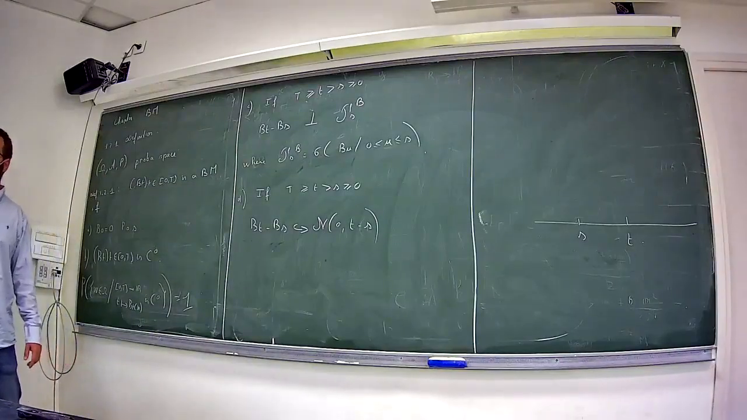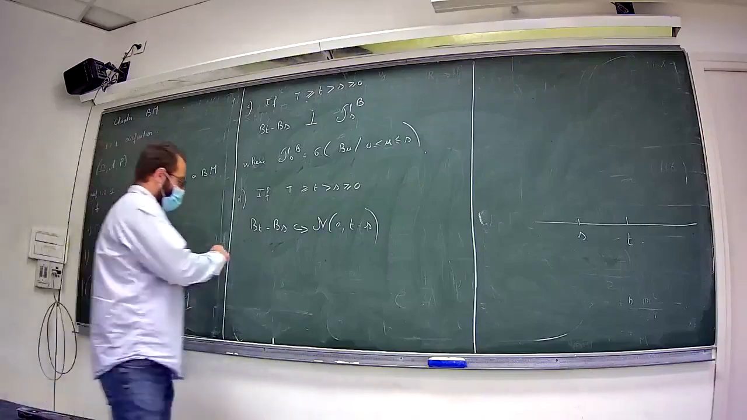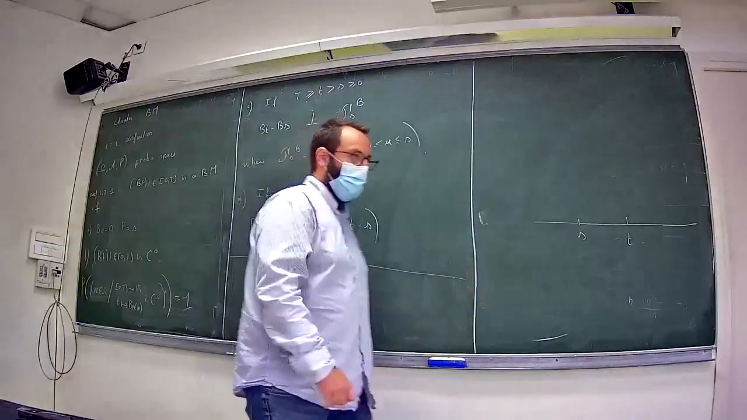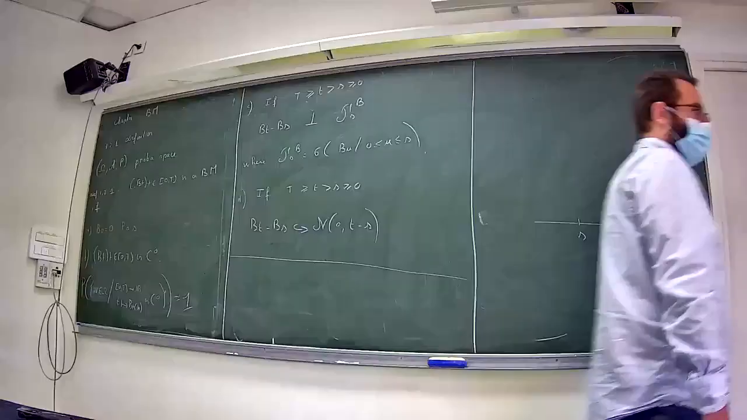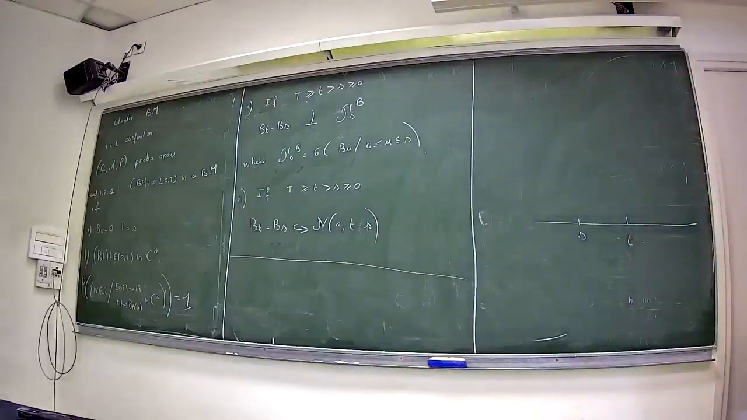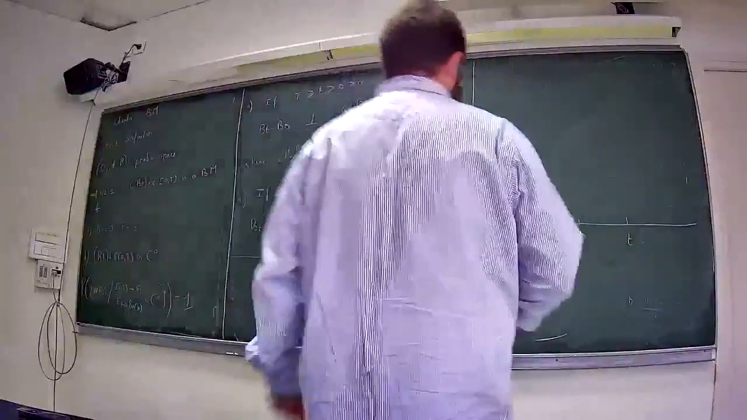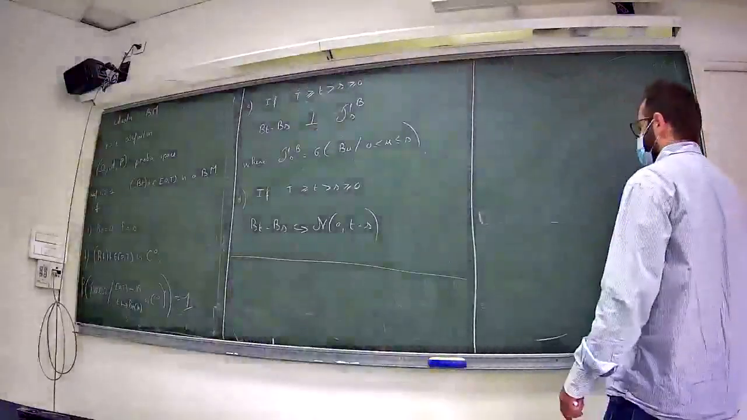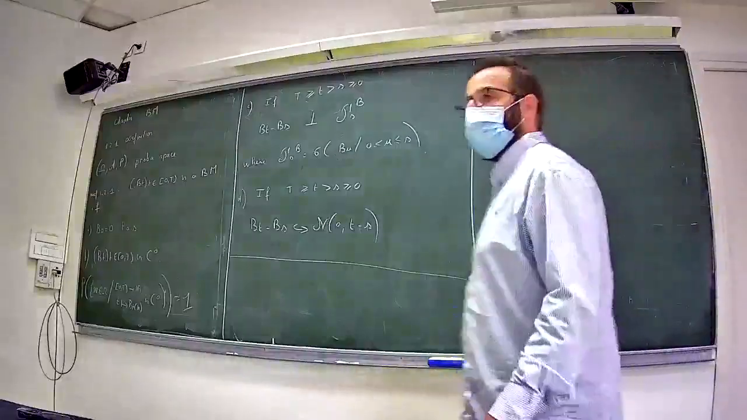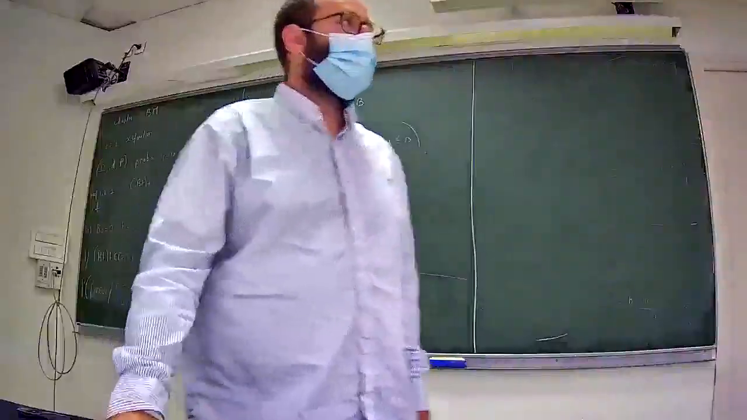Okay? So, if you fulfill these 4 points, you are a Brownian motion. Okay? So if I ask you to check that something is a Brownian motion, you have to check these 4 points in the definition.